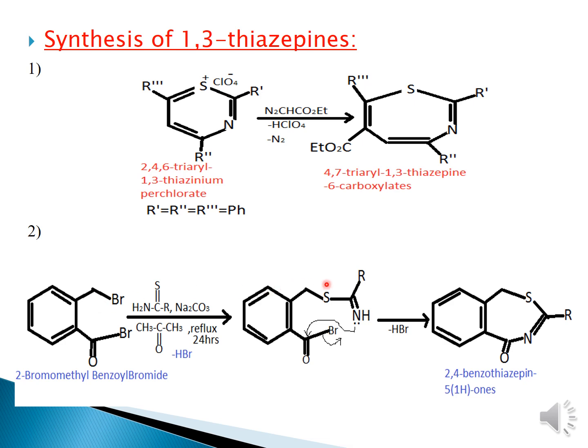Once you result in this adduct formation, this nitrogen which has the lone pair of electrons will again attack the carbonyl carbon, and then there is a cleavage of HBr, H from NH and Br from here, which will get cleaved out, leading to the 2,4-benzothiazepin-5(1H)-ones.